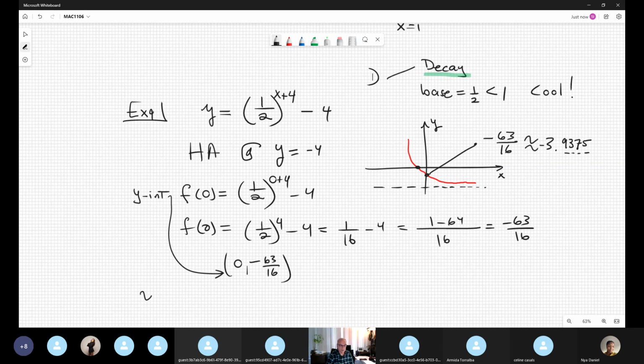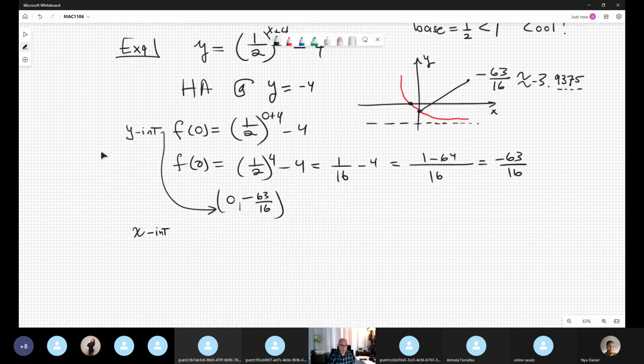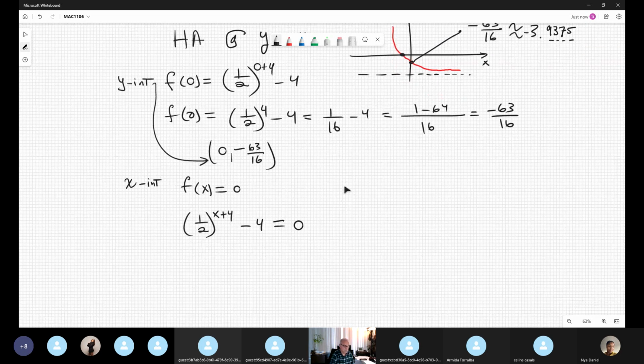I'm going to find the x-intercept. Well, this is more complicated. Well, no, actually, not too much. It is f of x equals 0. Who is f of x? f of x is 1/2 raised to the x plus 4 minus 4 equals 0. Okay, cool. Good. Let me try to do my best.